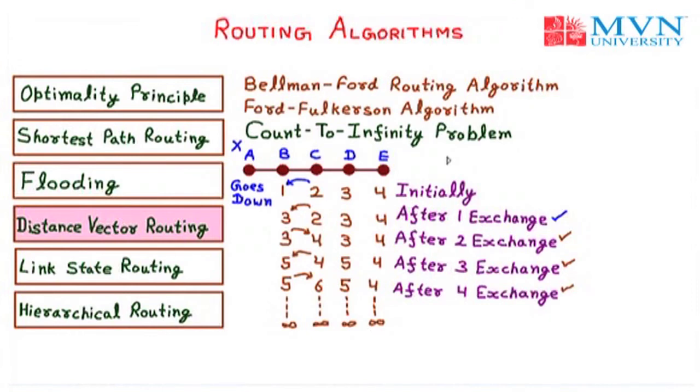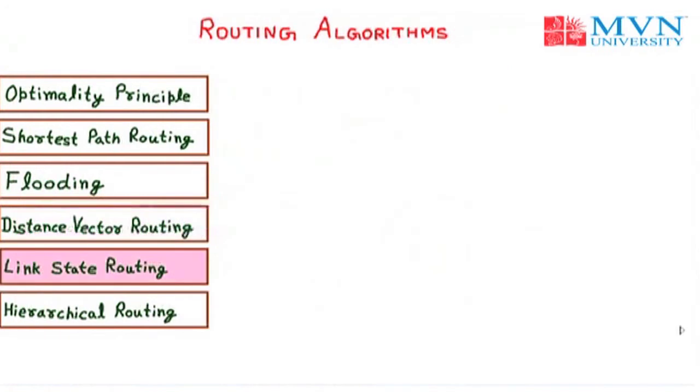Next we will discuss link state routing. Now, link state routing and distance vector routing are both dynamic routing. Distance vector routing was used in the ARPANET until 1979, when it was replaced by link state routing.